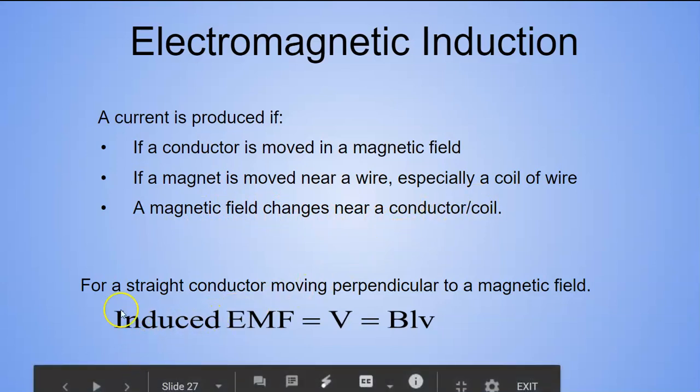I got a couple rules here for you. For a straight conductor moving perpendicularly to a magnetic field, the induced EMF, the electromotive force or the voltage, which is a better name for it, would be equal to BLV. B is the strength of the magnetic field, L would be the length of the wire that's moving, the conductor, and V would be the velocity. The faster you move it, the more voltage you get.